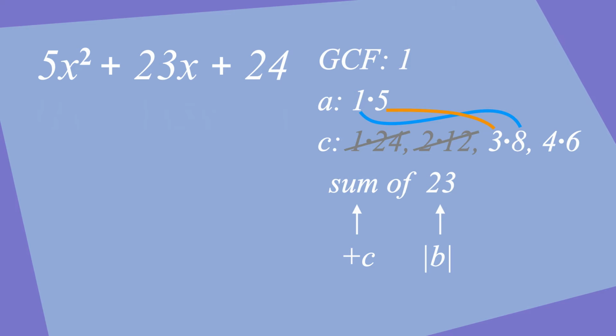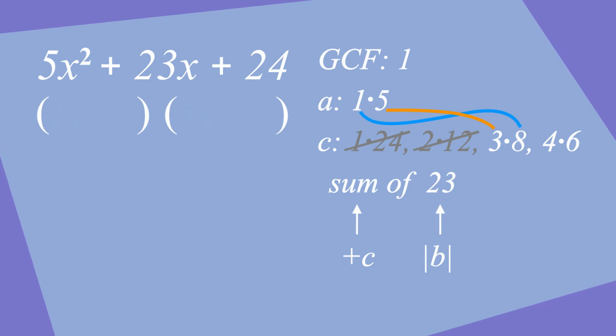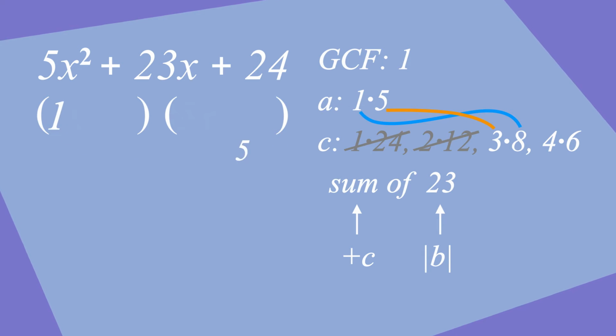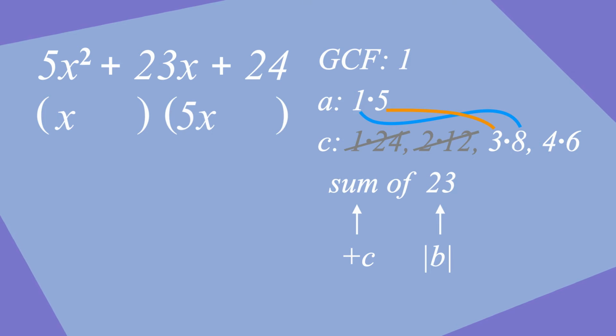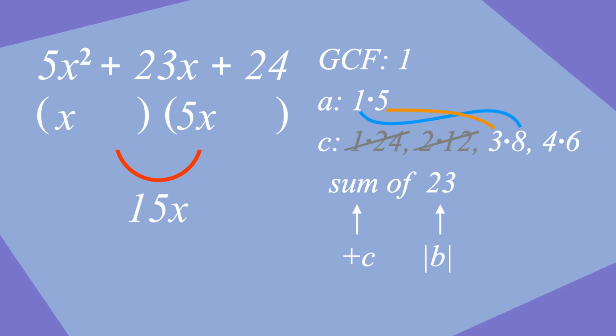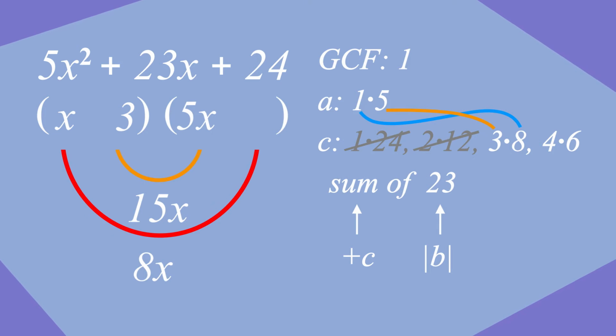Now we're going to write the two factors, so let's draw two sets of parentheses to fill in. Use the factors of a to write coefficients for each x. So we would have 1x and 5x. If we want the 5 and 3 to multiply, let's think about how we expand or FOIL binomials. Then the 3 should not be in the same set of parentheses as the 5. Similarly, if we want the 1 and 8 to multiply, then they should be in different sets of parentheses.